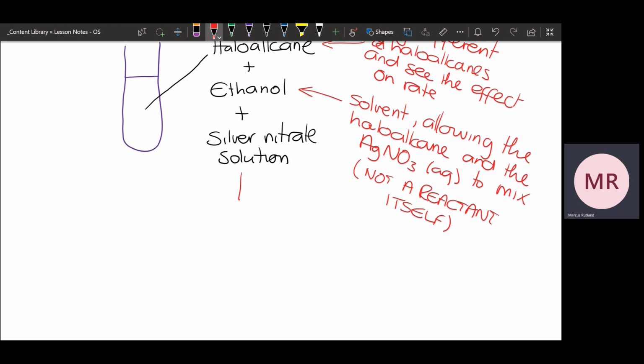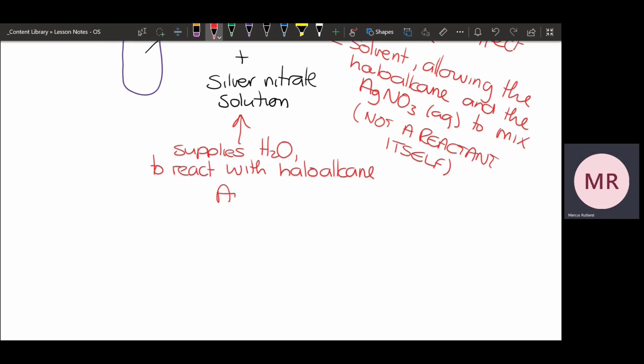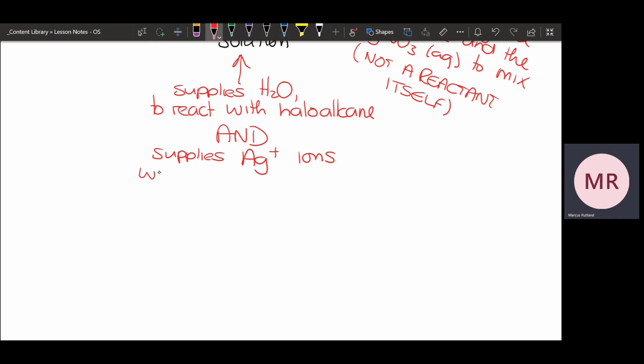What about the silver nitrate solution then? This supplies water to react with the haloalkane. Remember, one of the haloalkane reactions is with water. And it supplies Ag+ ions. Why would we do that? They will precipitate with any halide ions that form.